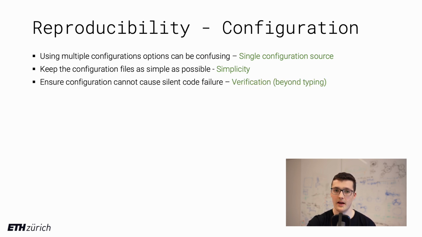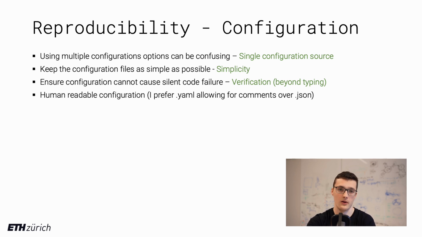Then ensure that your configurations cannot cause silent errors. For example, you need to change your network, but you also need to change your loss function together with it. If this just runs but produces the wrong result, that is a problem. You also need to make sure that a specific loss function works with a specific network, so you might want to add this as a verification step to your program, going beyond just type checking of your configuration.